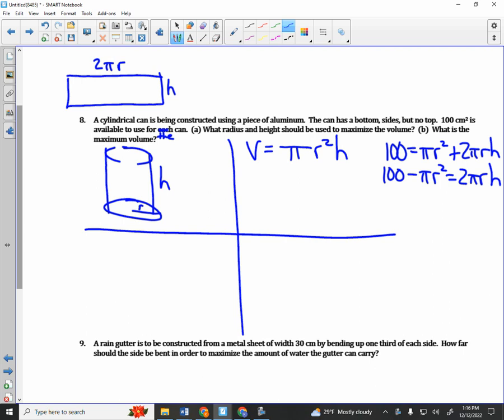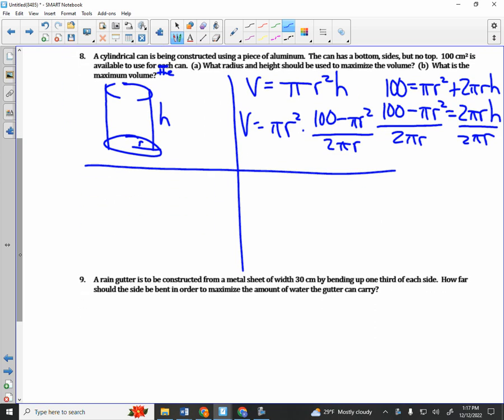The pi r squared here, that's the area of the bottom piece. Okay? Now what are you going to do? Divide by 2 pi r. I divide by 2 pi r. So I'm going to plug it in. I get volume is equal to pi r squared times 100 minus pi r squared over 2 pi r. That doesn't look very pretty, does it? I'd like to simplify that.